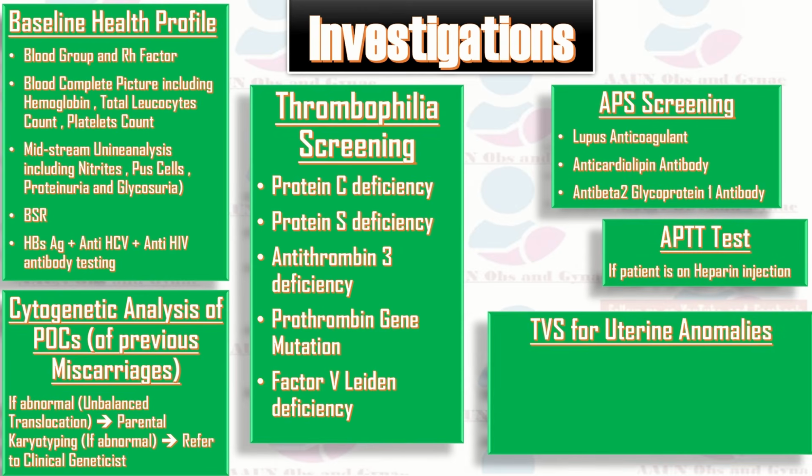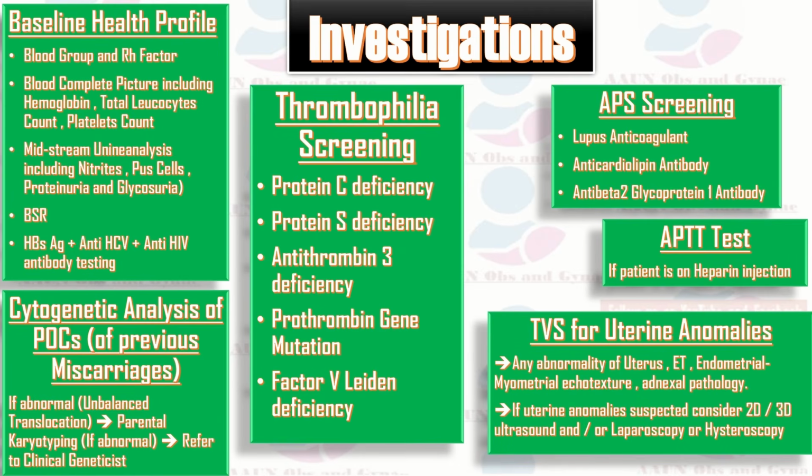Transvaginal scan is done for uterine anomalies, and if any abnormality of the uterus is there, then we have to note that. Also, we have to check the endometrial thickness, endometrial myometrial echotexture, and adnexal pathology. If uterine abnormalities are suspected, we have to consider 2D and 3D ultrasound or laparoscopy or hysteroscopy.